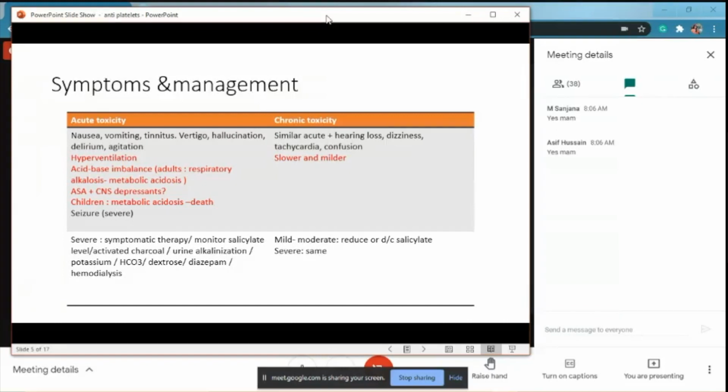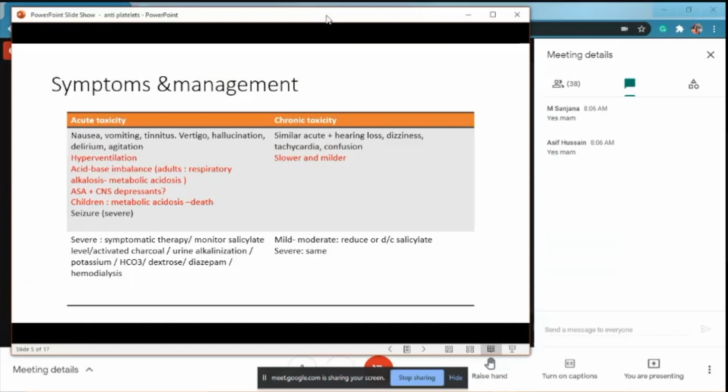Just think about it: the patient is on a CNS depressant. What would be the acid-base imbalance in adults? It will be respiratory acidosis. Why? Because hyperventilation results in respiratory alkalosis. But if the patient is on a CNS depressant too, even if the patient has acute toxicity from aspirin, the CNS depressant is going to depress the respiratory system. That results in hypoventilation, so it comes out as respiratory acidosis, not alkalosis. You just have to remember that.